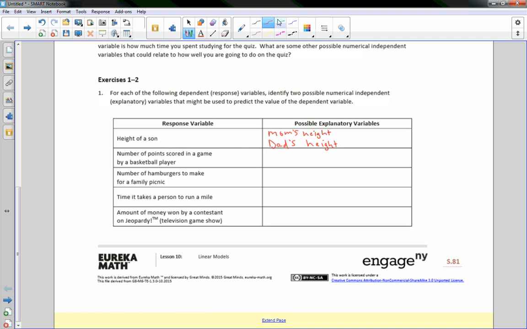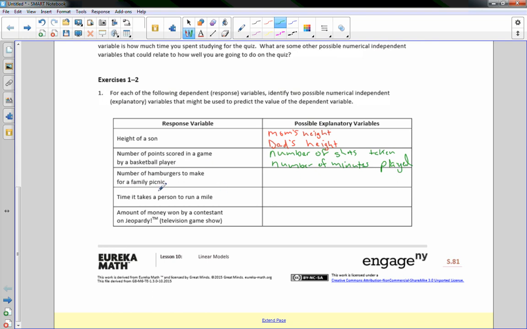Okay, number of points scored in a game by a basketball player. Okay, well, what could be a variable that would affect how many points someone scores? Okay, number of shots taken. Can't score unless you shoot. Okay, and number of minutes played. Okay, can't score if you're sitting on the bench.